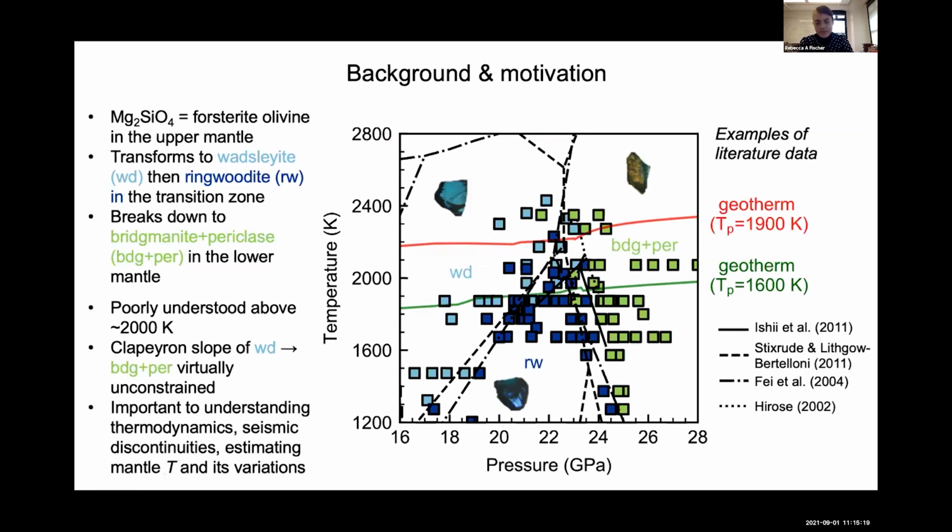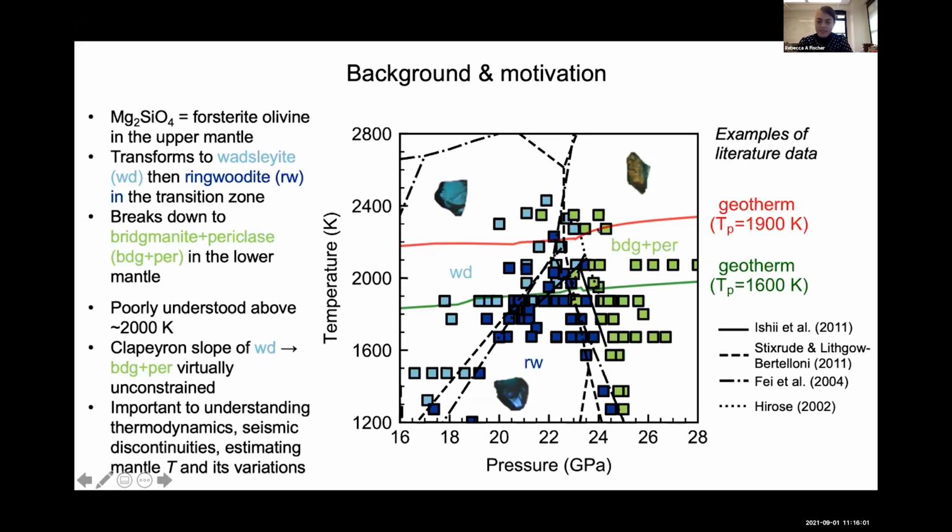So this is a summary of some of the literature results on the pressure temperature phase diagram here. The light blue is wadsleyite, dark blue is ringwoodite, and the green is bridgmanite plus periclase. These four sets of black lines are phase boundaries proposed by these four previous studies, and the squares are the experimental data that underlie these four studies. This green curve here is an example of a geotherm for modern day Earth with a potential temperature of 1600 K. And you can see that a lot of the experiments we have in this system are below or around this geotherm.